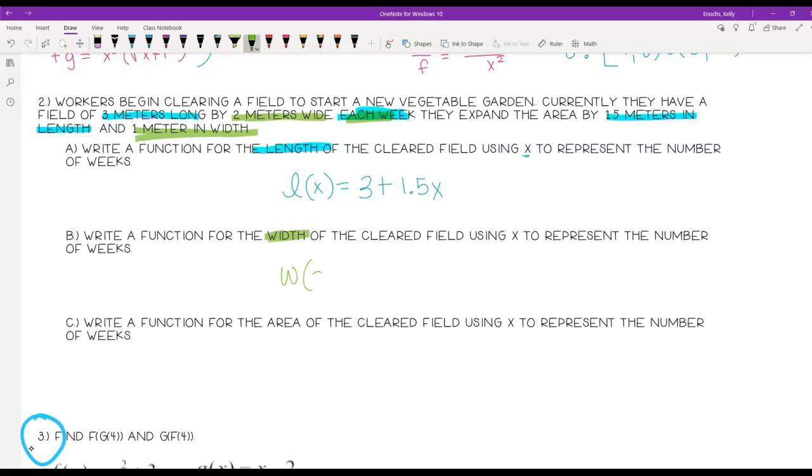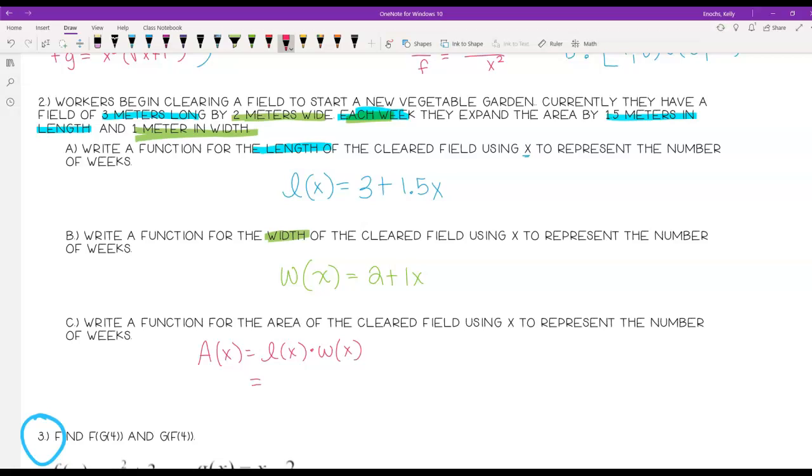Likewise for width, if I do w of x, I start at 2, and I'm adding 1 per week. And again, x is the number of weeks. So then they want us to write a function for the area. And we already know that the area of a rectangle is the length times the width. So we're going to multiply these two functions. That's how we're combining them, multiplication.